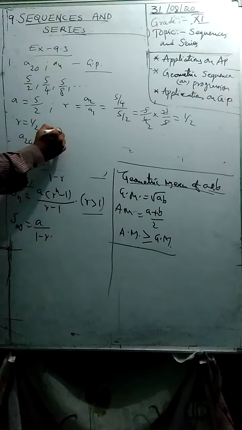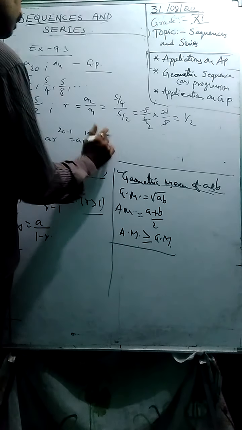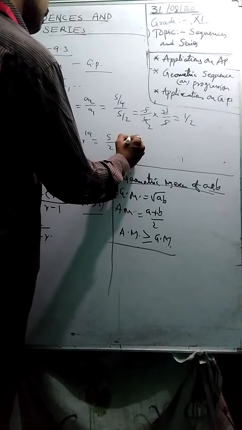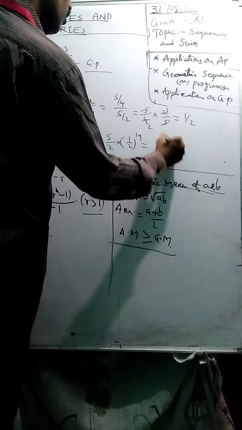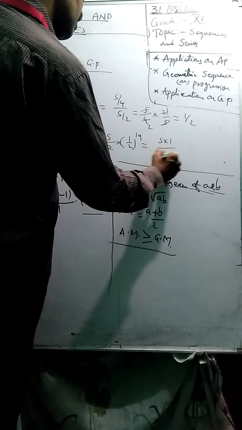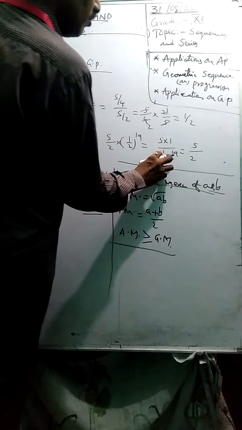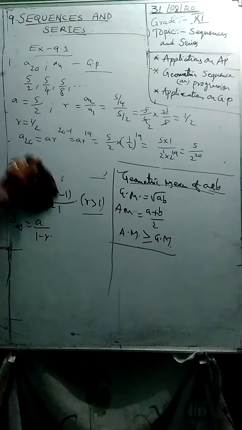A20 is defined as A R power 20 minus 1, A R power 19. So as we know, A is 5 by 2 and R is 1 by 2, whole power 19. As we know, 1 power anything is 1 only. So using laws of exponents, it will be 5 by 2 power 20.